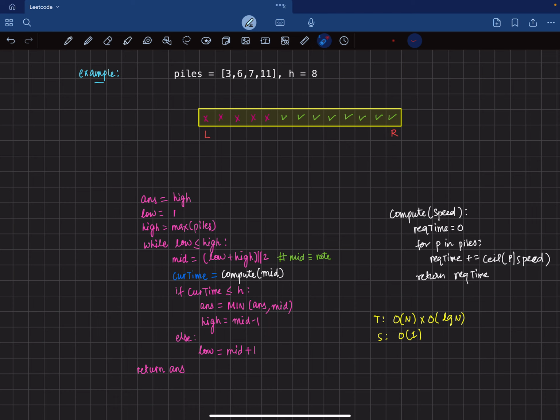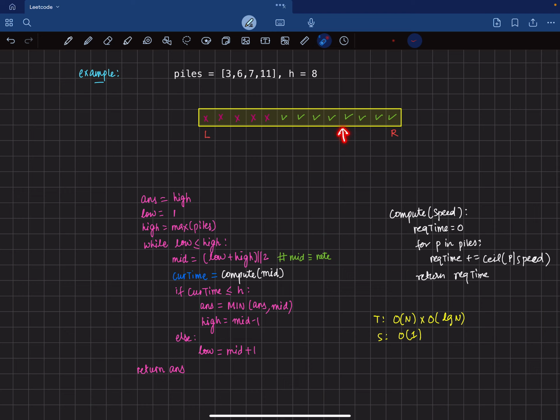We have this speed parameter and we have required time as 0. Now, what do we do? For every single pile in the array, we scan them and we take the ceiling value of that. It is simple math. And we add the time taken in the required time, which is initially assigned to 0. And once we scanned through the entire piles of the bananas, we'll be left with the total amount of required time that Coco took for a specific speed.